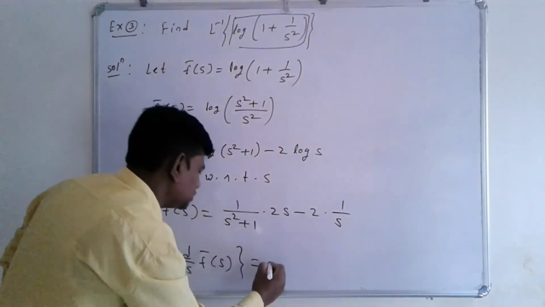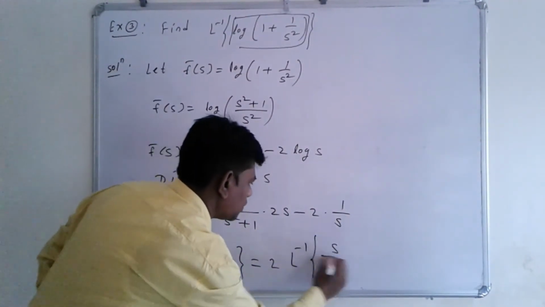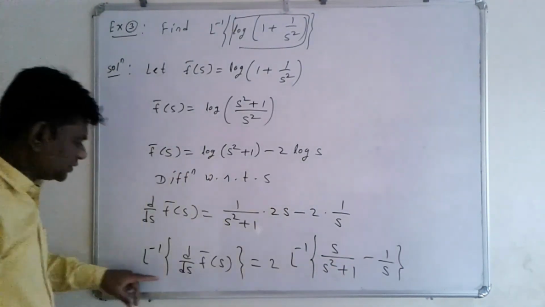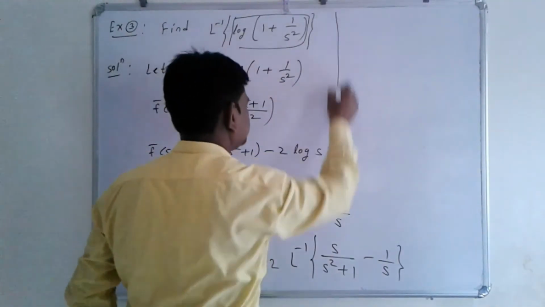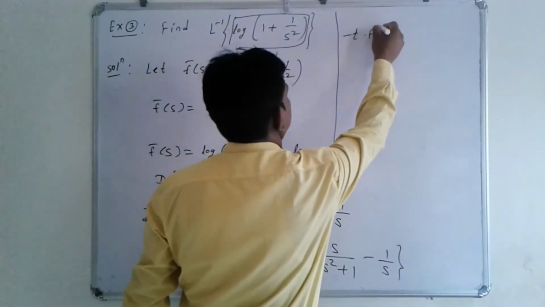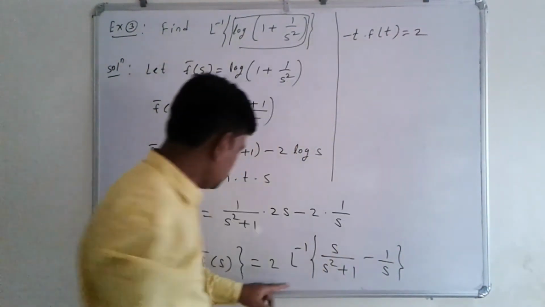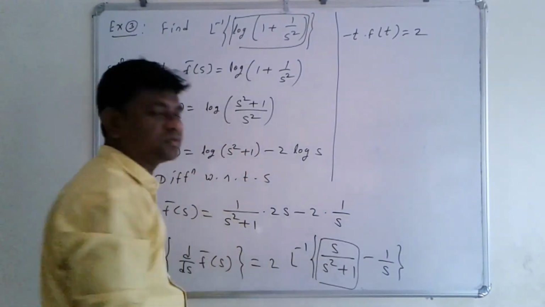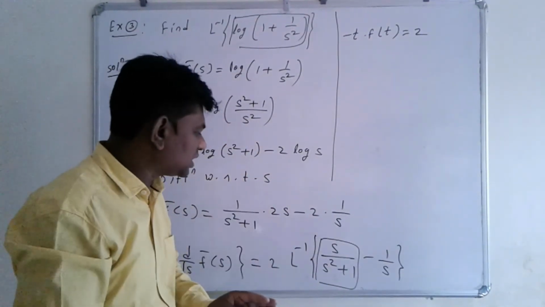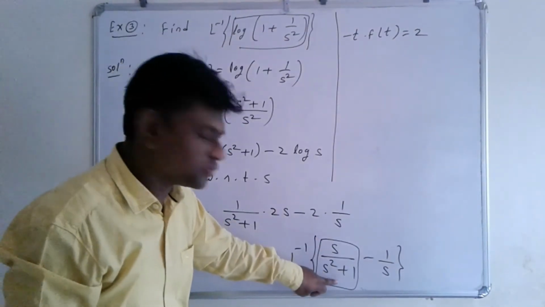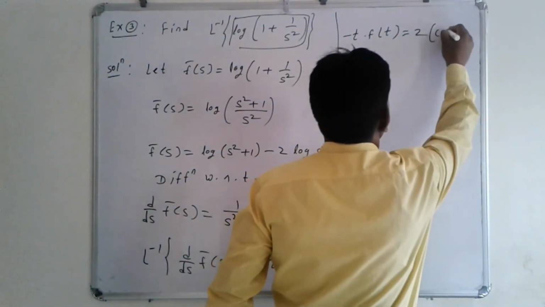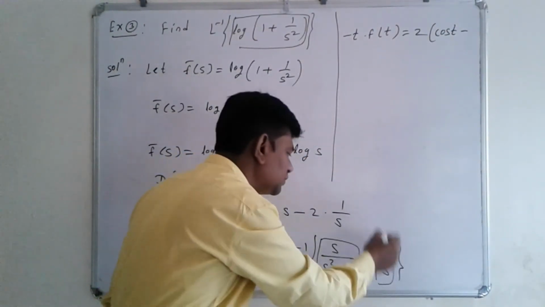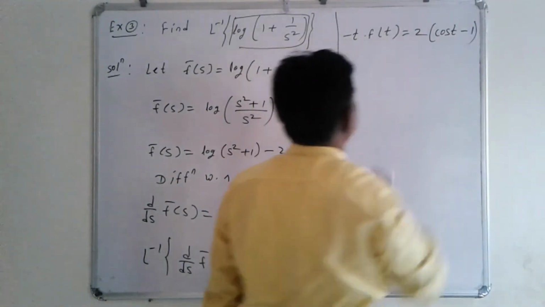Now by using L inverse to both sides, the L inverse of d by ds f bar s is equal to, this 2 is common, L inverse of s upon s square plus 1 minus 1 upon s. Now inverse of d by ds f bar s means minus t f of t is equal to 2 times L inverse of s upon s square plus 1. The inverse of s upon s square plus 1, answer is cos t, because Laplace transform of cos t is s upon s square plus 1. So 2 times cos t minus inverse of 1 by s.